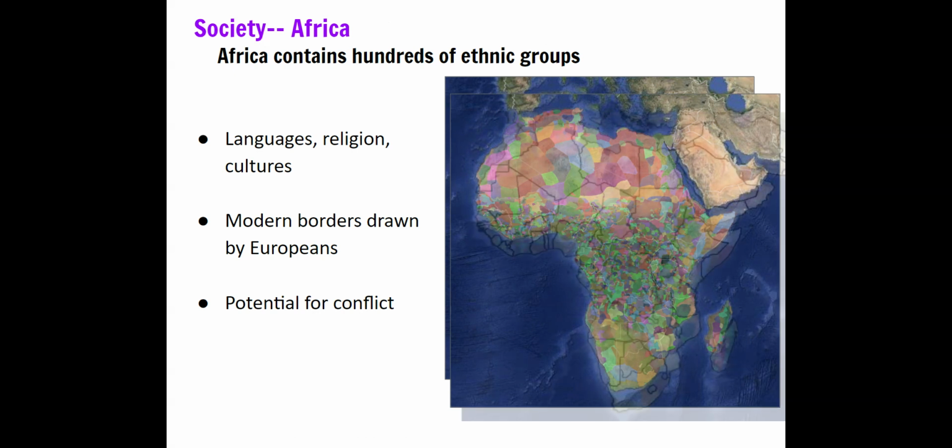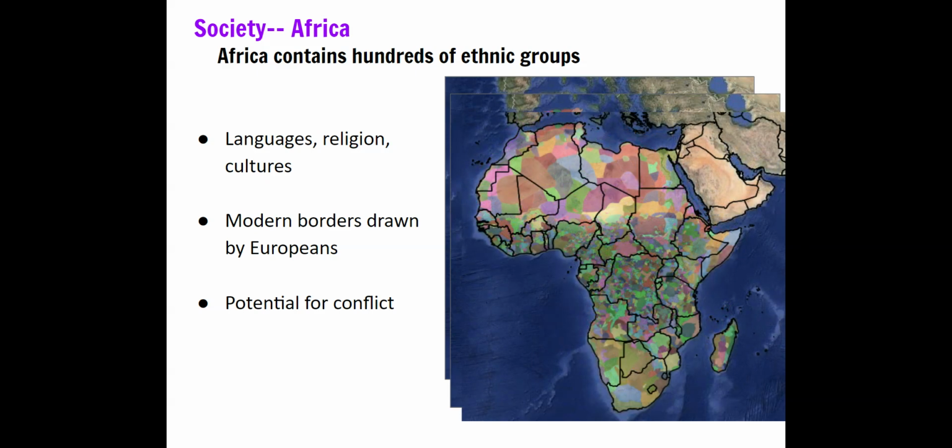And here is a map of modern boundaries drawn by Europeans during colonization. You can see that there's a huge amount of different people who have their own ethnic identity living amongst each other. And it doesn't always create conflict, but sometimes it does. And we talked about the conflict between the Hutus and the Tutsis in Rwanda, and there's conflict in the Congo and Sudan and many other places.